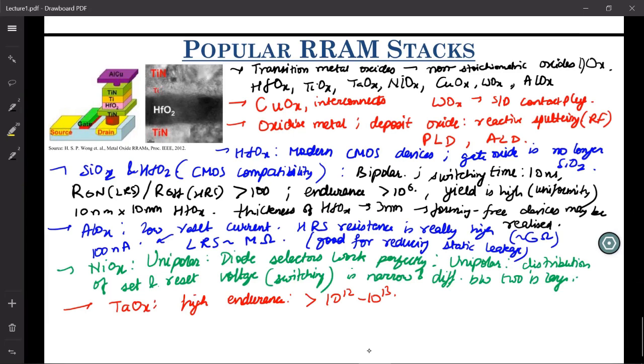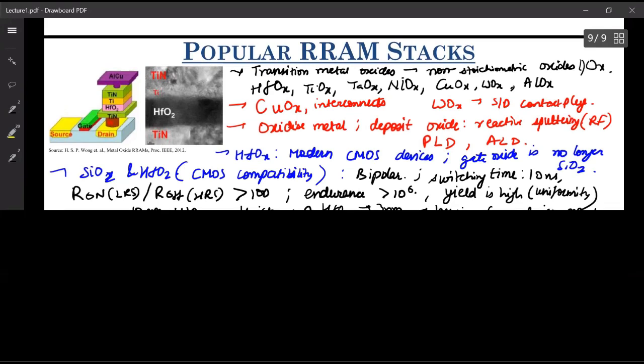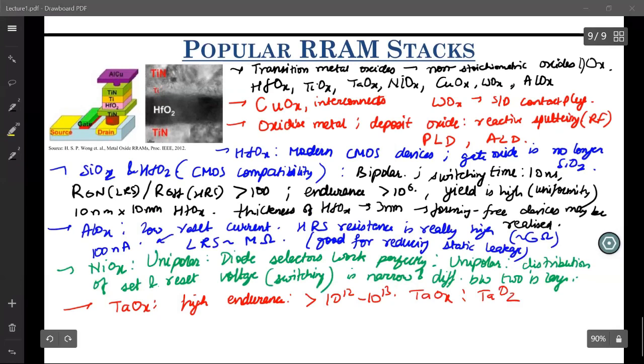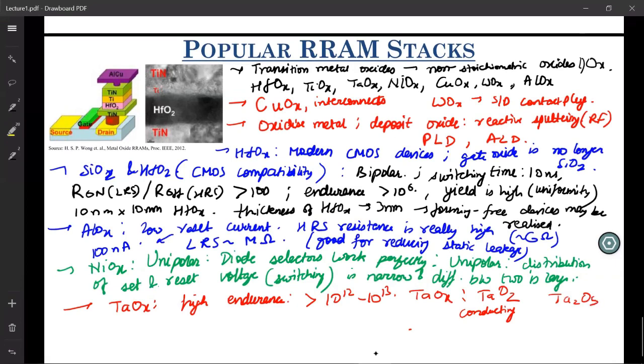So what happens in TaOx based memories is that the TaOx is actually existing in two phases. One of them is TaO2, which is a conducting phase. It also exists in the Ta2O5 phase, which is insulating. So in this TaOx memory, oxygen migration takes place and it changes between these two states.